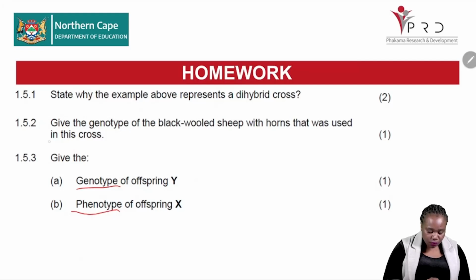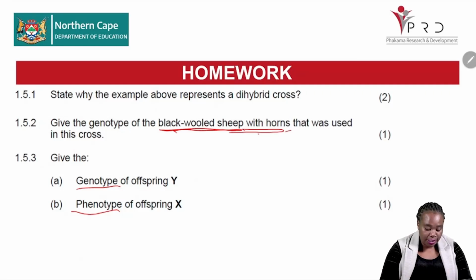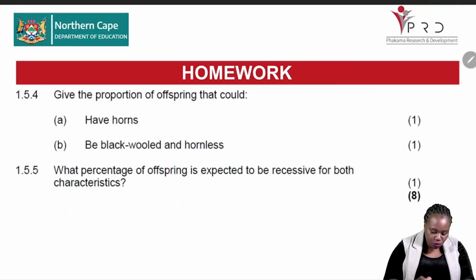And then also they say give the genotype of the black-wooled sheep with horns, that is sheep 1. Based on the gametes that you are given, you should be able to identify them. You should be able to identify the genotype. We've been given the phenotype already, right? Okay. Now go through that and answer those questions.